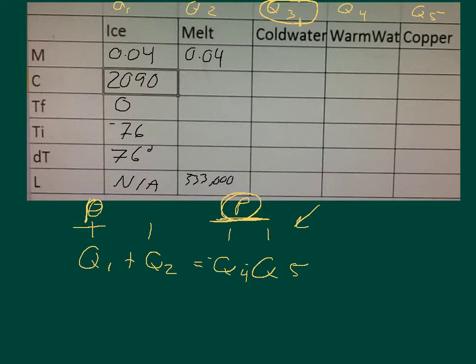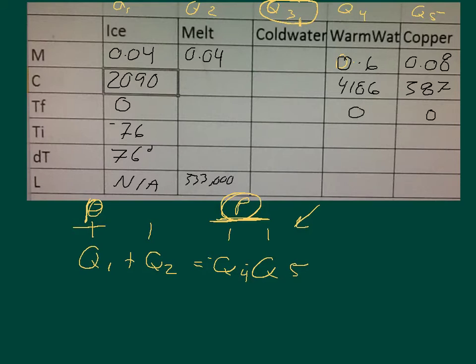So the mass of the warm water was 0.6 kilograms. The mass of the copper was 0.08 kilograms. Specific heat 4,186 and 387. The final temperature, since we're making this assumption, we're going to say 0 for both of those.